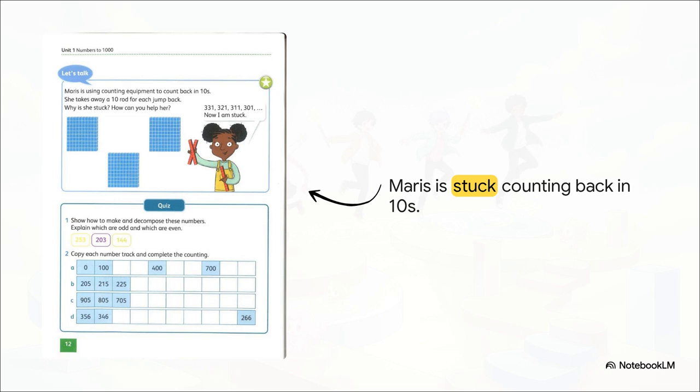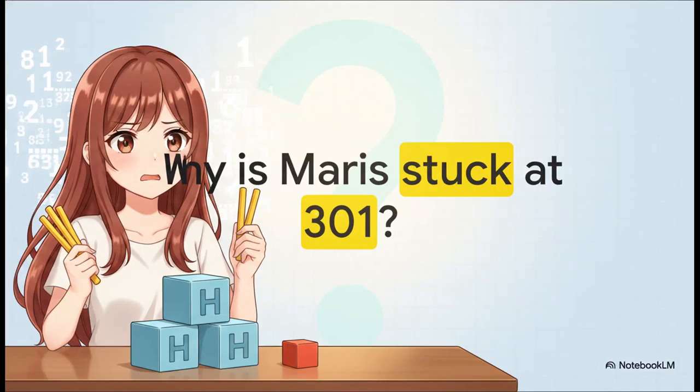Maris is using physical base 10 blocks to count backward by tens. Her sequence is going great, 331, 321, 311, 301, but then she says she's stuck. So, why is she stuck at 301? Take a look at what she's holding and what's sitting on the table. She has 3 solid 100 blocks and 1 tiny 1-unit block. She needs to take away a 10, but physically, there are no individual tens rods left for her to grab.